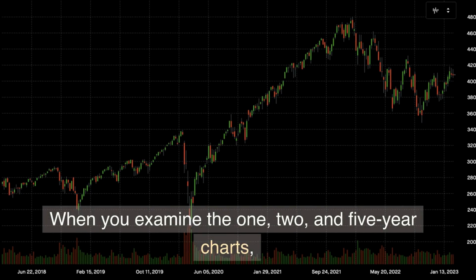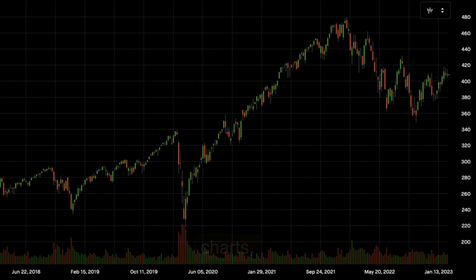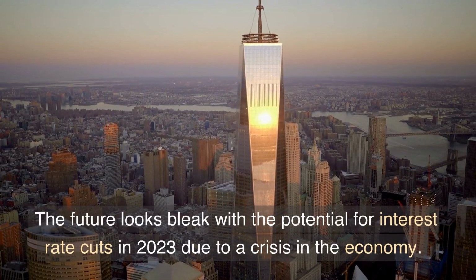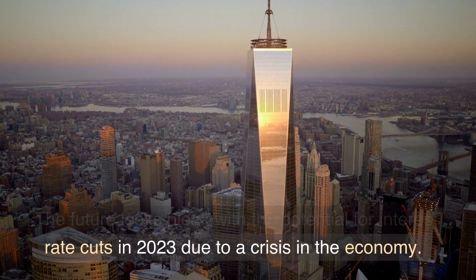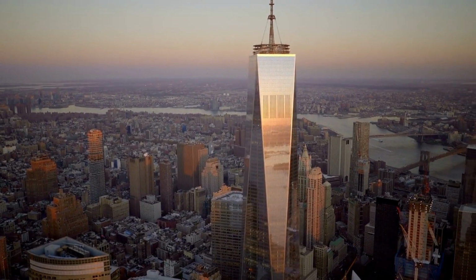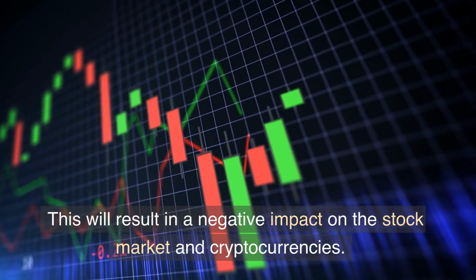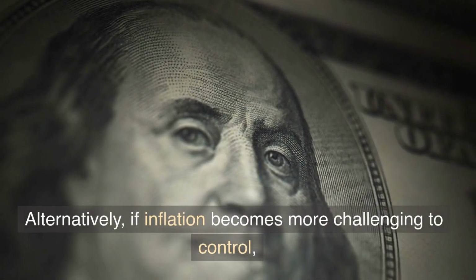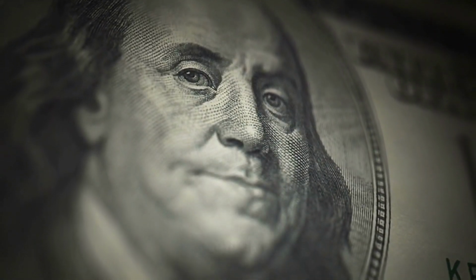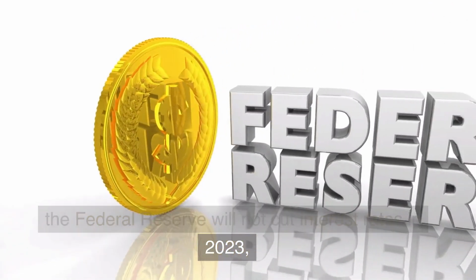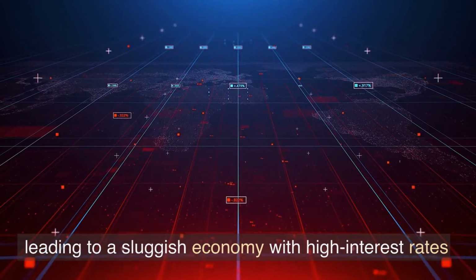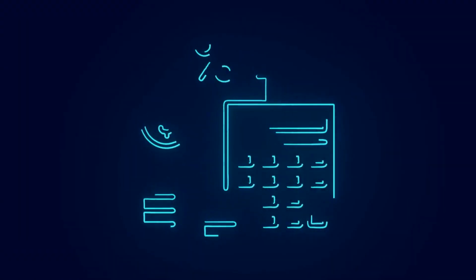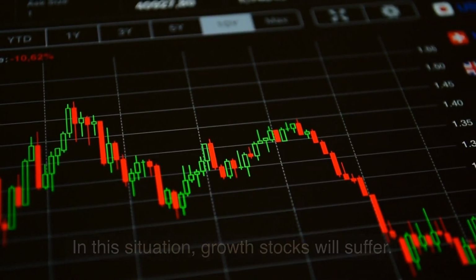When you examine the 1, 2, and 5-year charts, it's clear that the economy is in trouble. The future looks bleak with the potential for interest rate cuts in 2023 due to a crisis in the economy. This will result in a negative impact on the stock market and cryptocurrencies. Alternatively, if inflation becomes more challenging to control, the Federal Reserve will not cut interest rates in 2023, leading to a sluggish economy with high interest rates and no increase in corporate profits. In this situation, growth stocks will suffer.